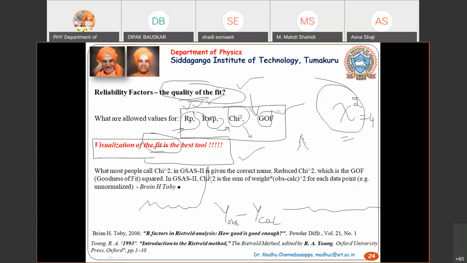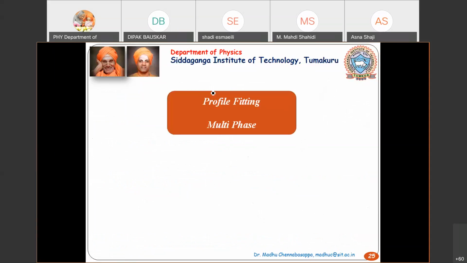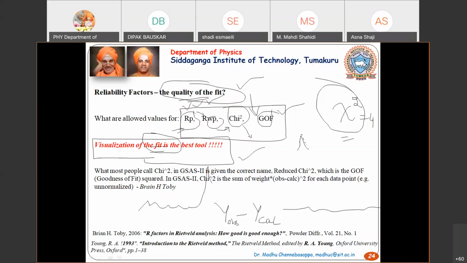So this comes with experience. As you keep doing more Rietveld refinements, you will know the different contributions to RP, RWP, chi-square, all those things. For right now, I think we will stop at this point, and if you have any questions, I will take them.